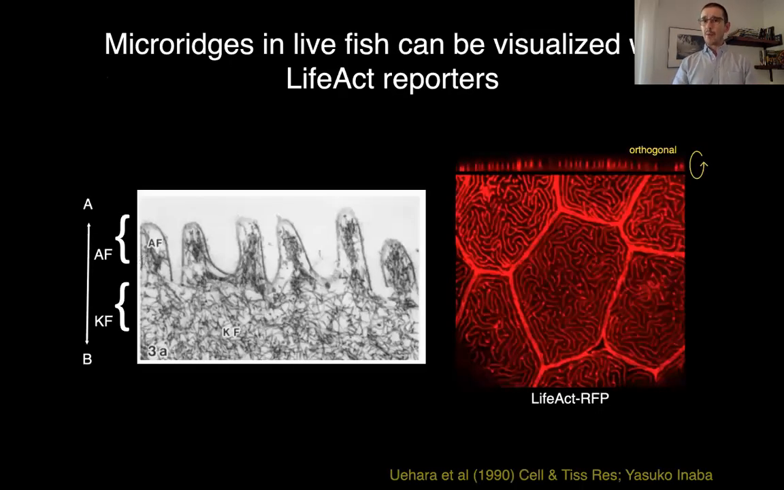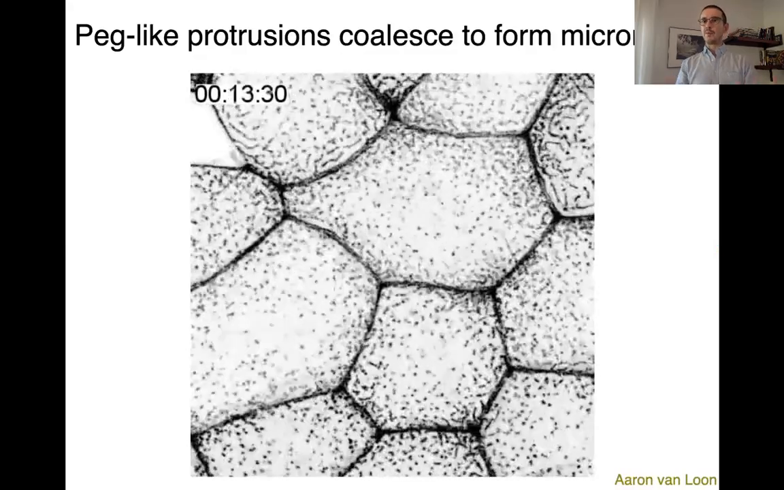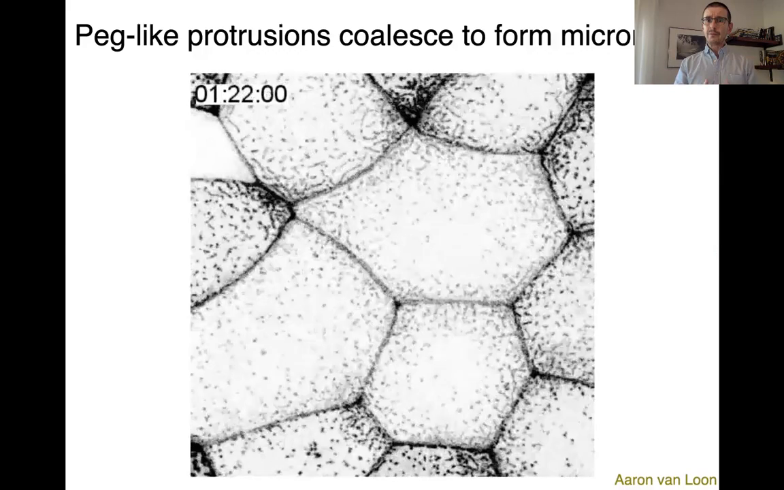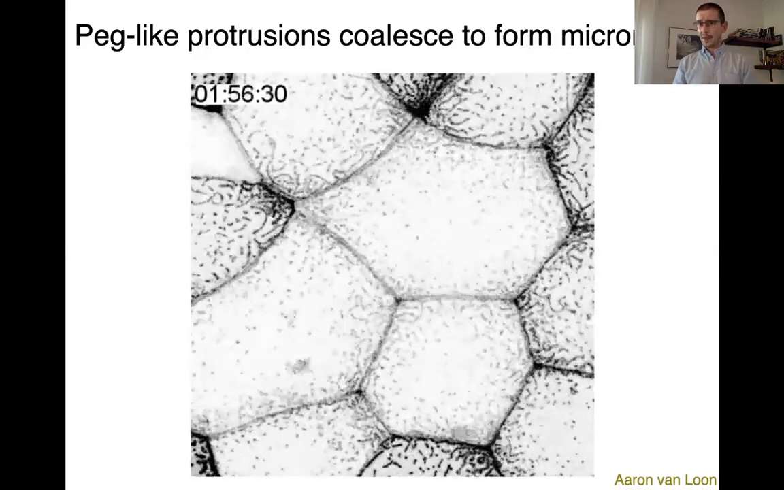So we knew that microridges are filled with actin filaments. So we realized a couple of years ago that we could study them in live animals by tagging an actin binding protein with a fluorescent protein and expressing them in those cells. And that allows us to make movies like this and watch the process actually happen in the live animal. And from these movies, we've learned a lot of things.